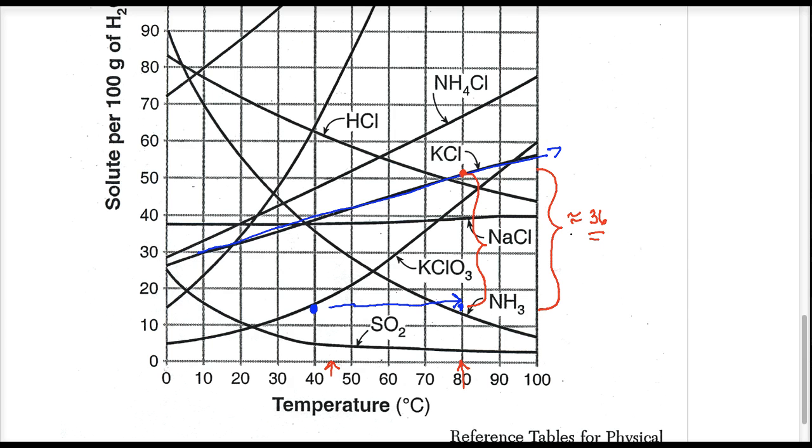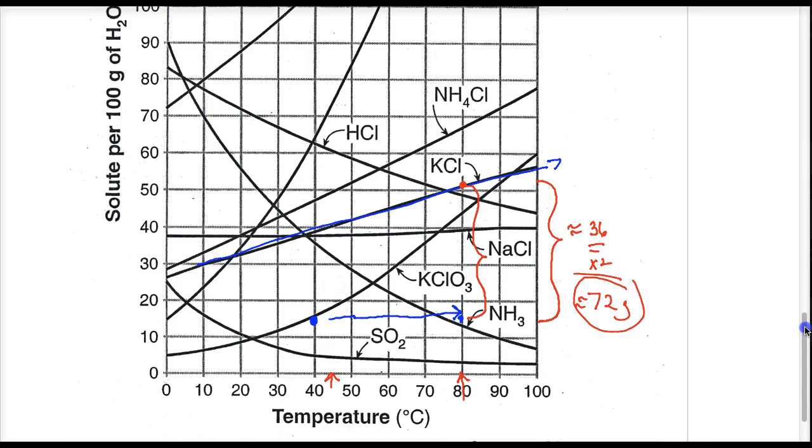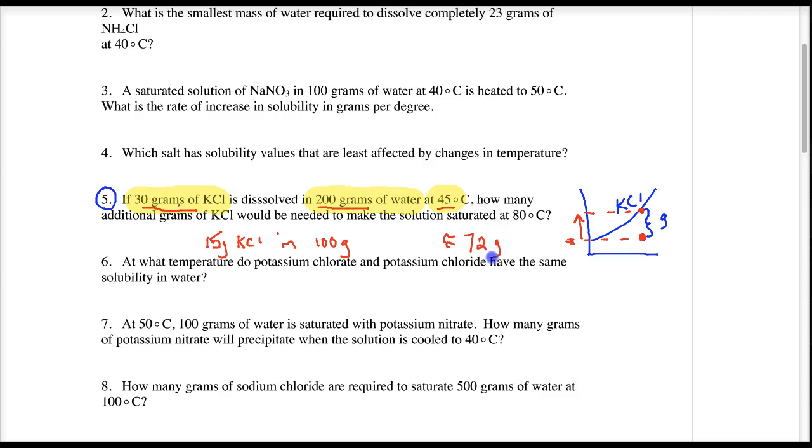Now, that would be correct if I was in 100 grams of water, but the problem is in 200 grams of water, right? So 36 grams would be necessary to saturate it in 100 grams of water, but I have 200 grams of water, so I multiply by 2, and I get about 72 grams. And that's what the answer is. Nothing too difficult. So about 72 grams, plus or minus 2, is needed to make it saturated in 200 grams of water.